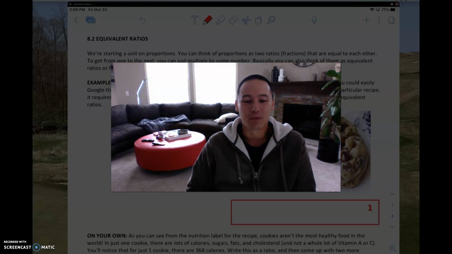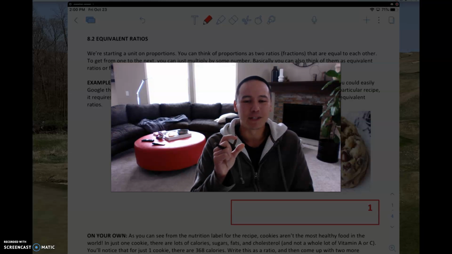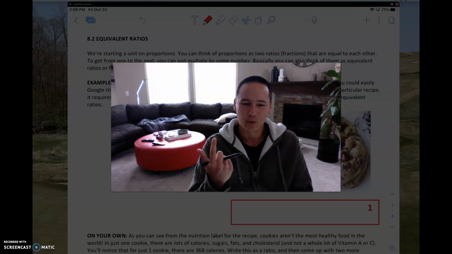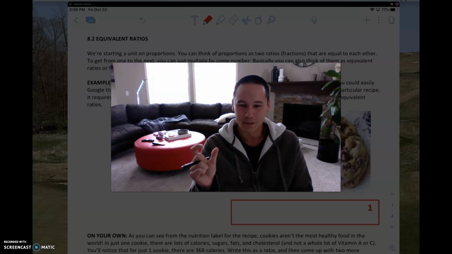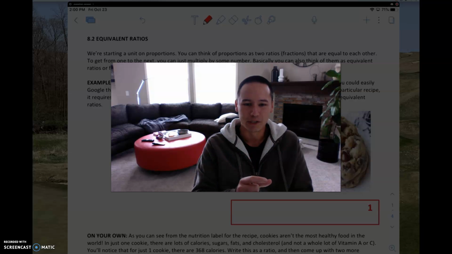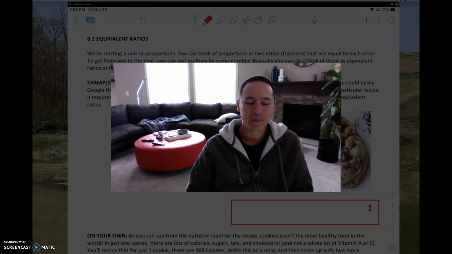We're starting a brand new unit. It's going to be a really mini unit, and it's going to be on ratios and proportions. Usually we'd lump this in rates, ratios, proportions, percents, all into one bigger unit, but with only a couple weeks left in the quarter, we're going to stick with ratios and proportions for these next couple weeks.